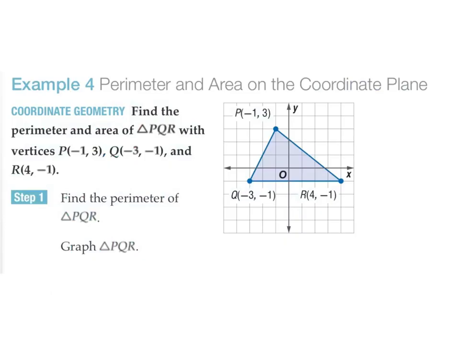Okay, now we come to the big example that you will always find for area and perimeter. This time all they've given you is vertices, P, -1, 3, Q, -3, -1, and R is 4, -1. Take it in steps. Each step, take your time as you go through each step. You know me by now, I'm a visual person. First thing I would do is graph the triangle. Make sure that you label it and draw it very accurately.